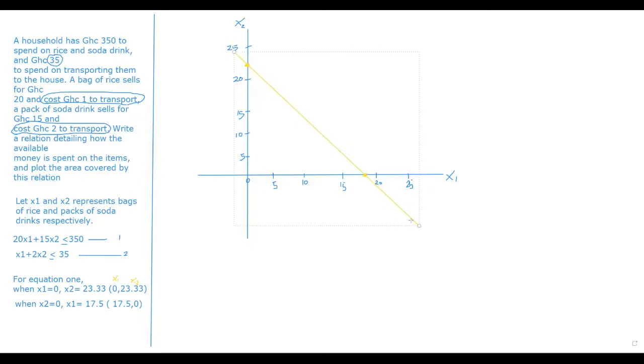So this straight line becomes your equal to. You write the equation there: 20x1 plus 15x2 equals 350, because every straight line is equal to. Then this one is less than or greater than. So what do we do? Do we shade downwards or upwards?